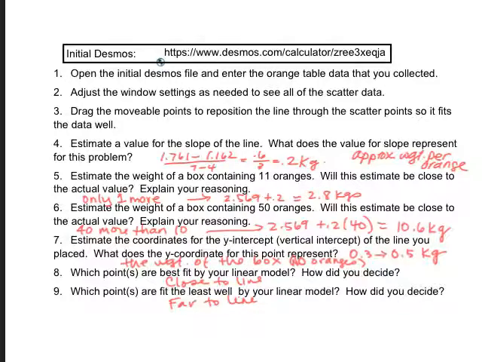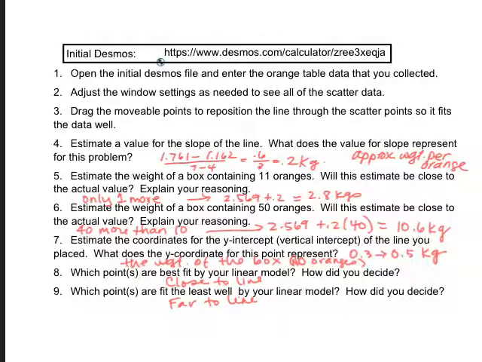Okay, number 7. You want to estimate the coordinate for the y-intercept. So what I wanted to do here is take either the Desmos linear equation or my hand-drawn scatter plot and extend the line back so that it intersects the y-axis. And it looks like it's anywhere from 0.3 to 0.5 kilograms. What this represents is when there are no oranges, what the weight of the box is. So it must be how much the box weighs.